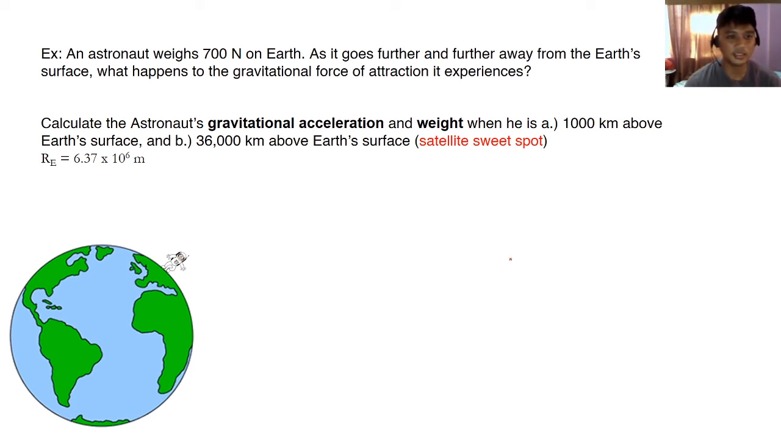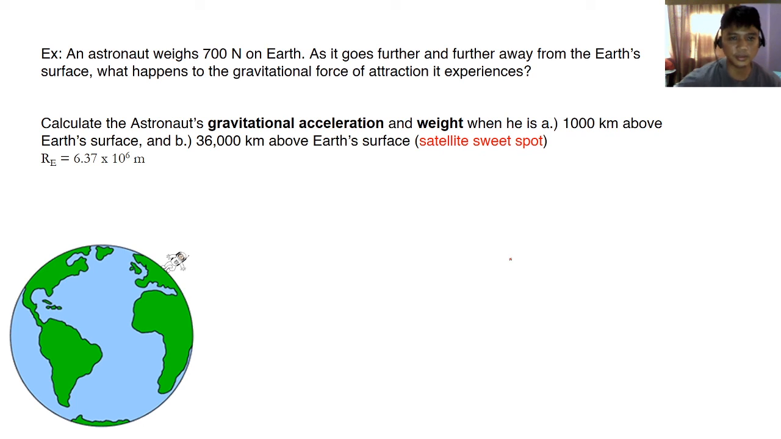Here's one example. An astronaut weighs 700 newtons on Earth. As it goes further and further away from the Earth's surface, what happens to the gravitational force of attraction it experiences? Here's what I'd do. I'd ask you to do this on your own. I think you have enough knowledge to know how to solve this problem.